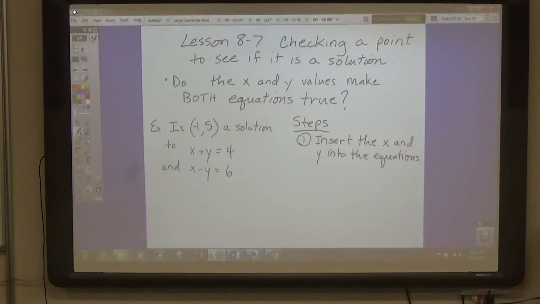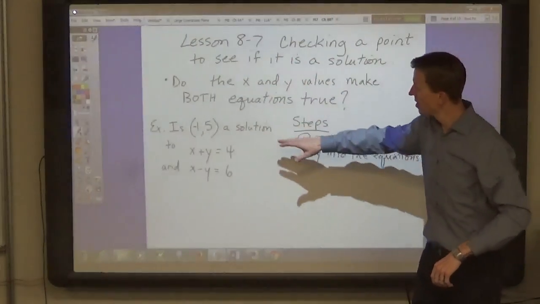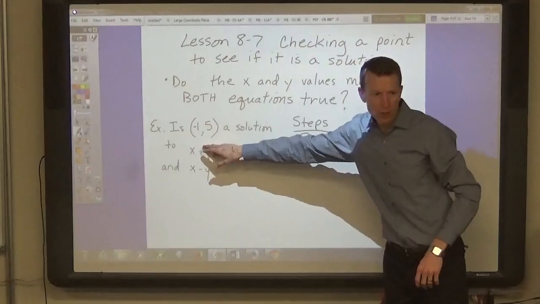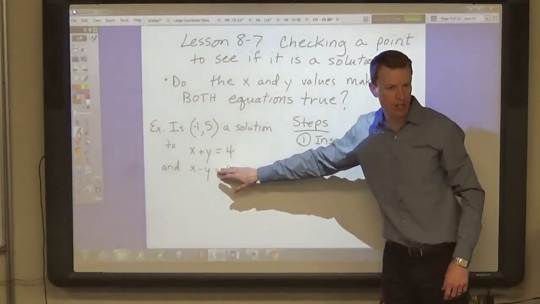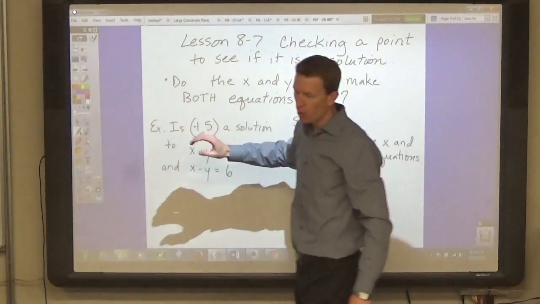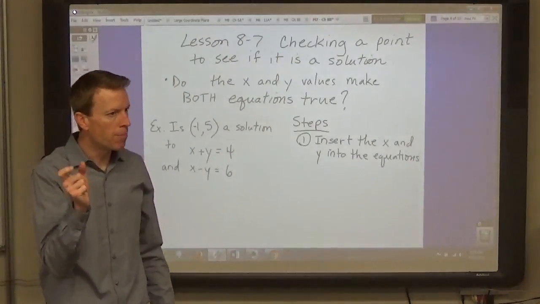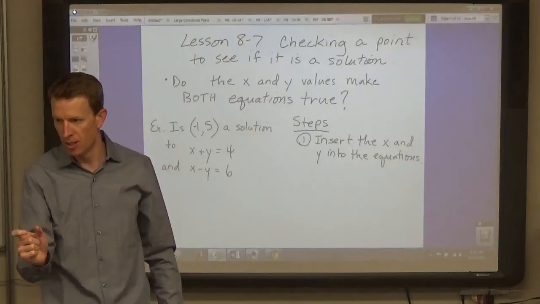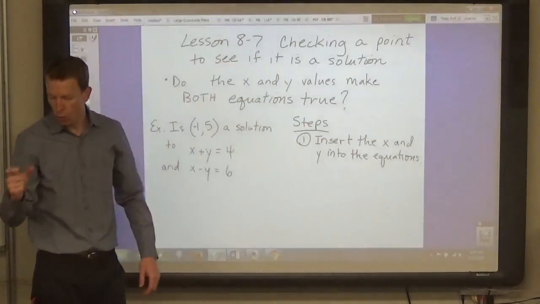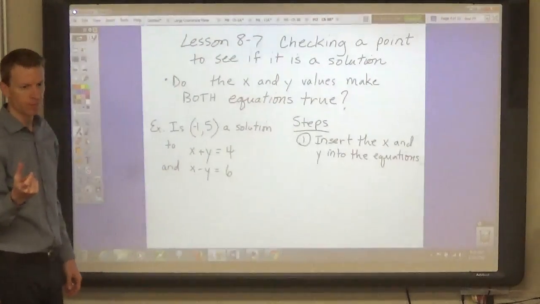Lesson 8.7 is about solving a system of equations. A system of equations is the term that's used for more than one equation. In other words, we're going to find two numbers that make both equations true. Those two numbers are the x and y values in a point.